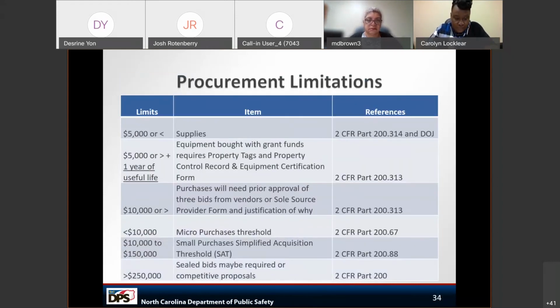Okay, procurement limitations. And you also must follow your own agency procurement policy. This is just a guideline that we are providing you, but you must also go by your state procurement policy or your agency's procurement policies, because I know I have some universities on the line in this workshop. So you have to go by your agency's procurement policies. These are just limitations and guidelines that we have pulled from DOJ.